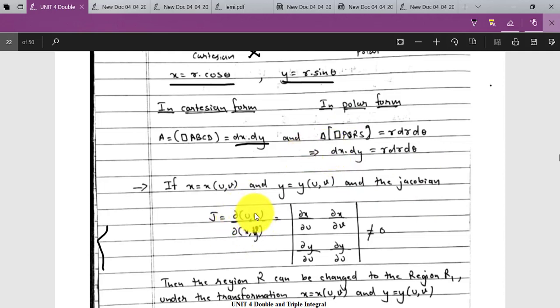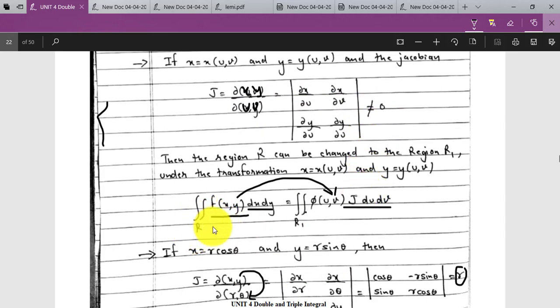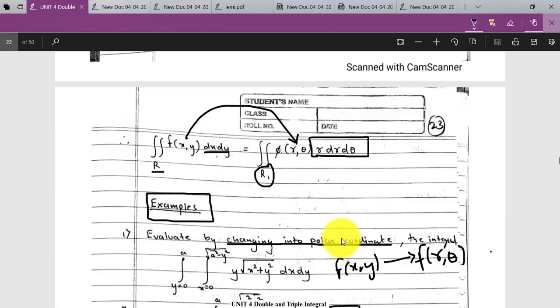This is x and y, u and v. If x is expressed in terms of u and v, and y is expressed in terms of u and v, then the Jacobian of the transformation of x, y to u, v is not equal to 0. So this is the given region R, dx dy. This is your Jacobian, whatever is the value, that is J, and du dv, and according to the limits of this, we are also going to change the limits of this, right?